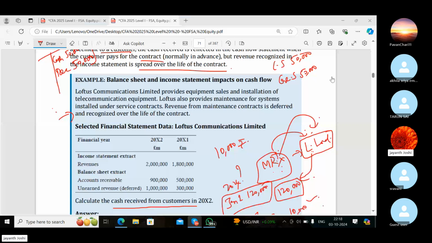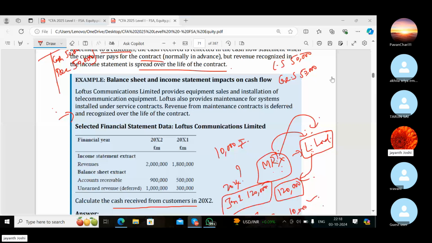So first we will take the opening balance. We want to know cash received from customers, right? First, we will see what the revenue is. Revenue is this, for 2002 they are asking. See, your accounts receivable, previous and current year. We only have to focus on the current year. Previous year data for calculating the cash received is not relevant.